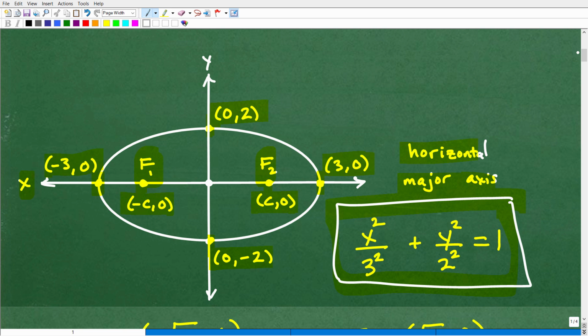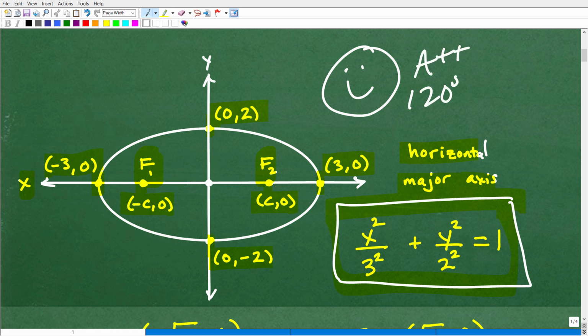But if you happen to get this right, that's super impressive. Matter of fact, let's go ahead and give you a nice little happy face, an A++, a 120%, and multiple stars so you can show off to your friends and families that you know a lot about ellipses. Okay, so pretty cool stuff. Let's go ahead and get into the problem.